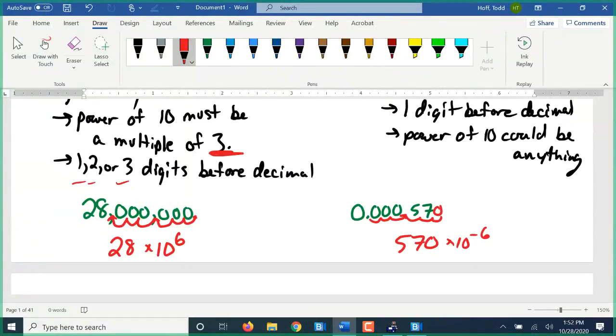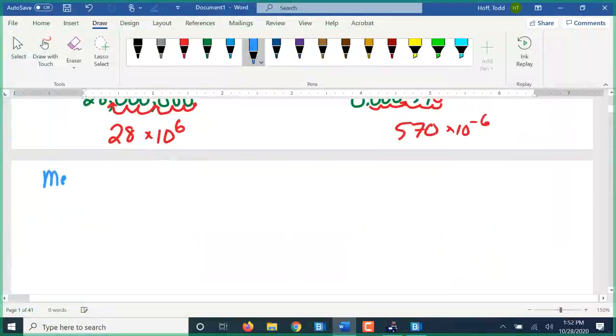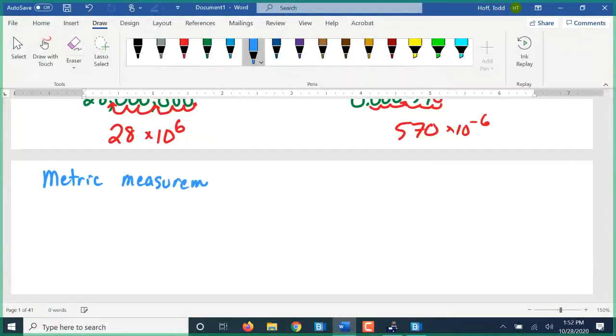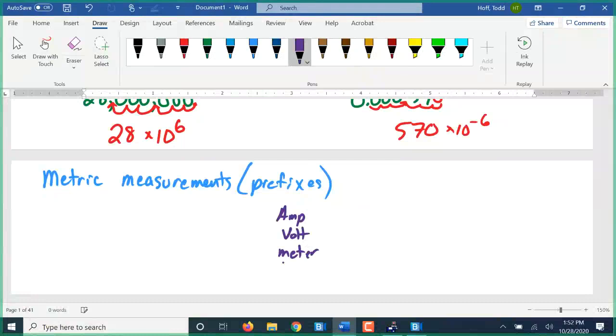Well, why do we have this engineering notation to confuse things? Well, because the engineering notation is our metric measurements. In other words, our metric prefixes. We have our main unit, whether it's a meter, a liter, whatever. Could be an amp, could be a volt, if we're dealing with electricity. We have those main units.